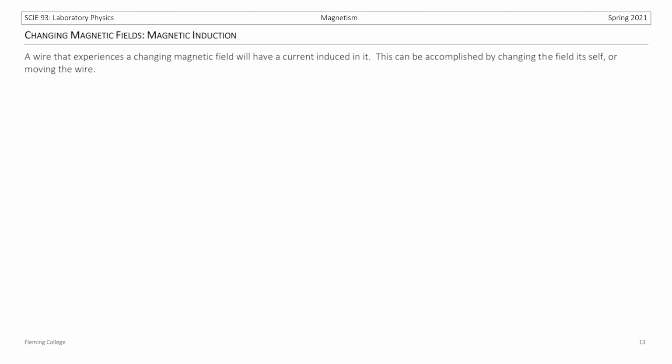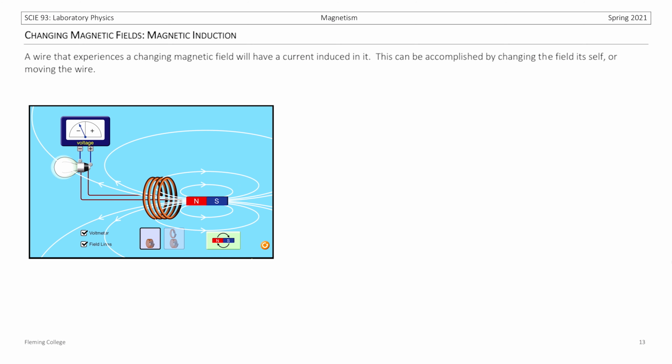Another interesting phenomenon is that a wire experiencing a changing magnetic field will have a current induced in it. This can be accomplished in multiple ways, which include changing the field itself or moving the wire. In the demonstration on the left, you can see that the magnet is flipping back and forth, which is changing the field and inducing current in the wire, which also provides charge to light the light bulb.